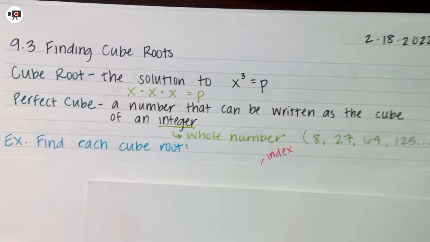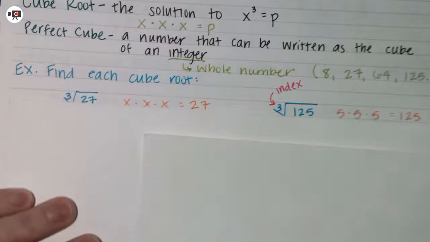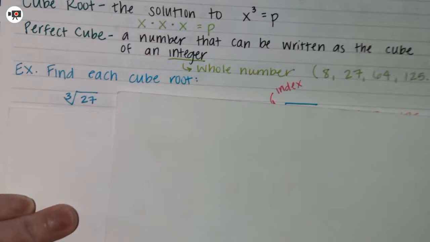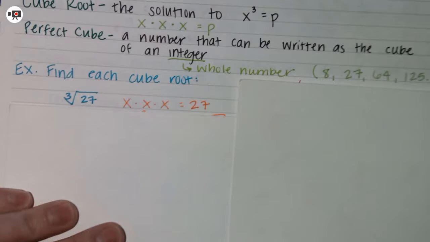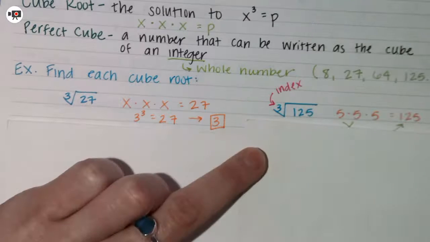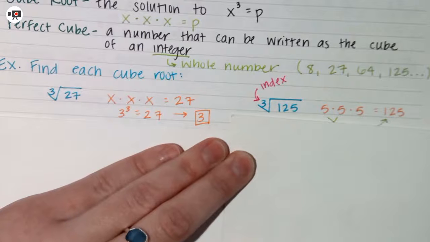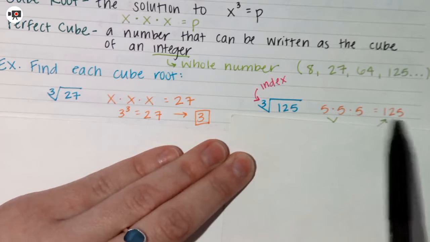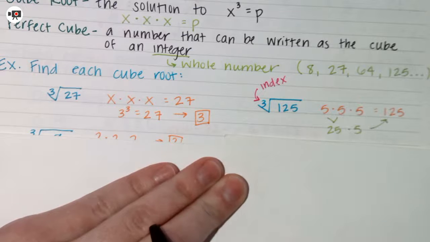So, let's find each cube root. The cube root of 27 means some number multiplied by itself 3 times makes 27. And I know 3 to the third power is 27, so the cube root is 3. If I have the cube root of 125, I'm looking for some number times itself 3 times to make 125. And I know that is 5.